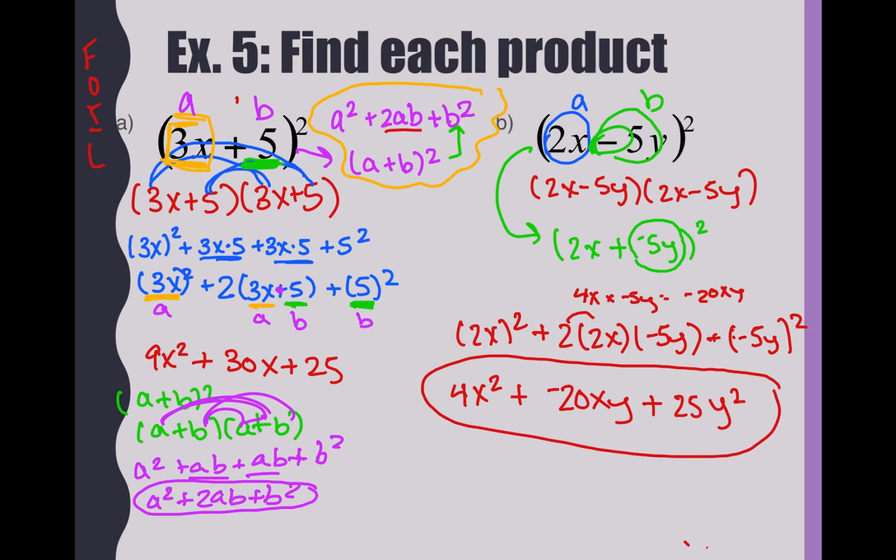If you're more comfortable using the FOIL method, you can always use the FOIL method, but a plus b squared equals a squared plus 2ab plus b squared is a lot quicker, and you'll find out in the future that it's really easy to use with your polynomials.